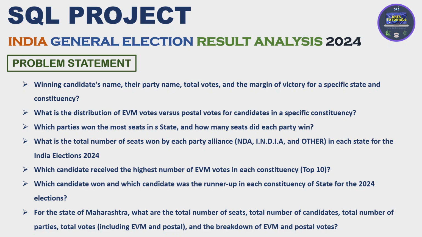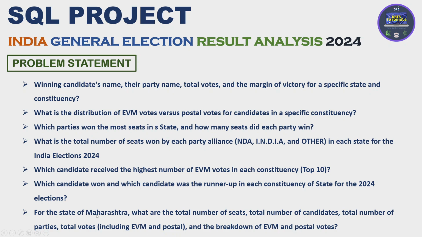You might think of the losing candidates, but in one single constituency there may be 10 or 15 people who have participated in the elections, and that's the reason we are only going to find out who got the maximum and who got the second maximum.